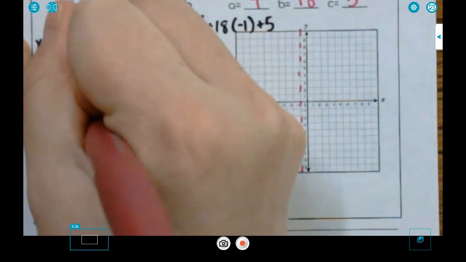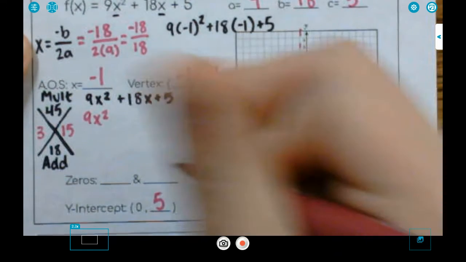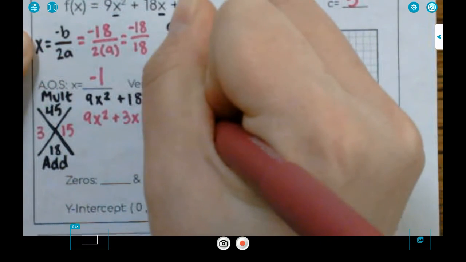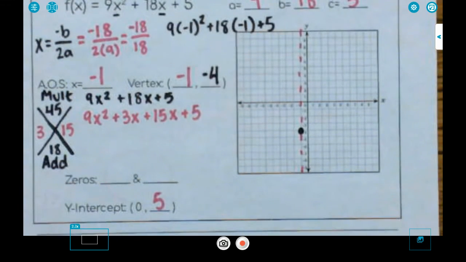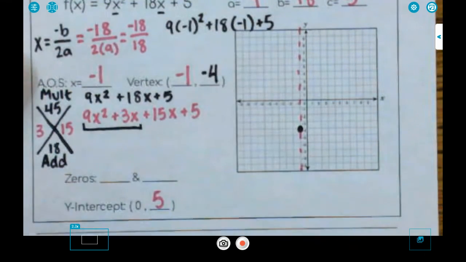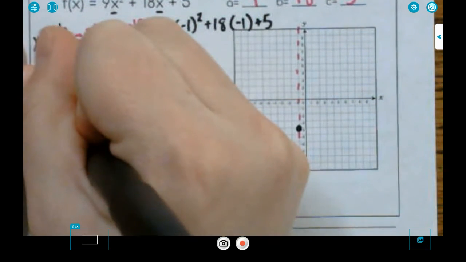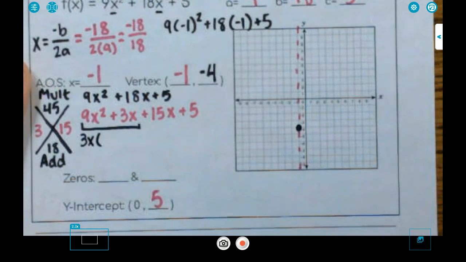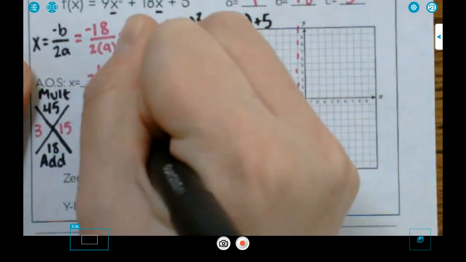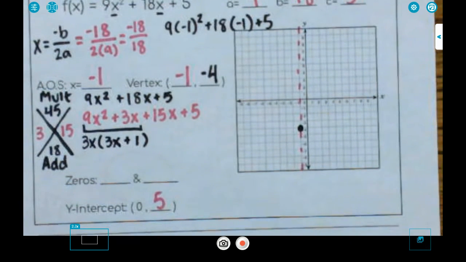So I've got 9x squared still. And then I now have plus 3x plus 15x plus 5. From 9x squared and 3x, what can I divide 9 and 3 both by? 3, and then I can also pull out an x. You're ahead of me. 9x squared divided by 3x will give me 3x. And then 3x divided by 3x is going to give me a 1. So I got 3x plus 1.